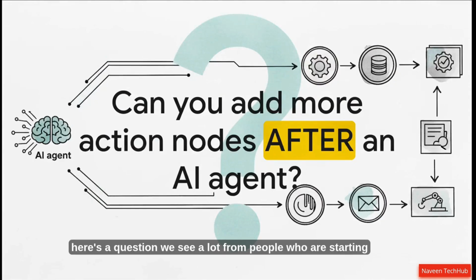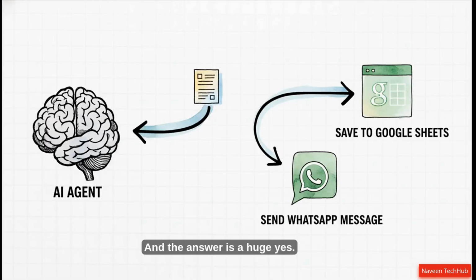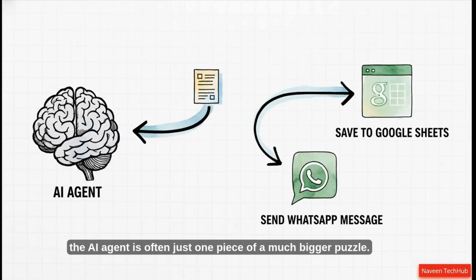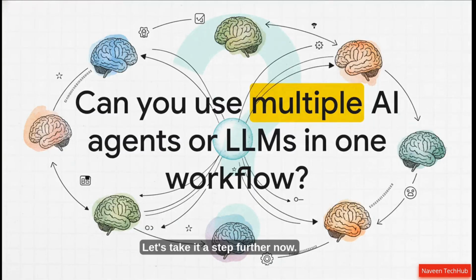Seriously, when something breaks, the logs are your best friend. All right, here's a question we see a lot from people who are starting to build. Once your AI agent has finished its task, is the workflow over? Can you add more steps after it? And the answer is a huge yes. In fact, the AI agent is often just one piece of a much bigger puzzle. After the agent generates a response, you can take that output and do almost anything with it. Save it to a Google Sheet, format it into a beautiful report, send it as a WhatsApp message, you name it.